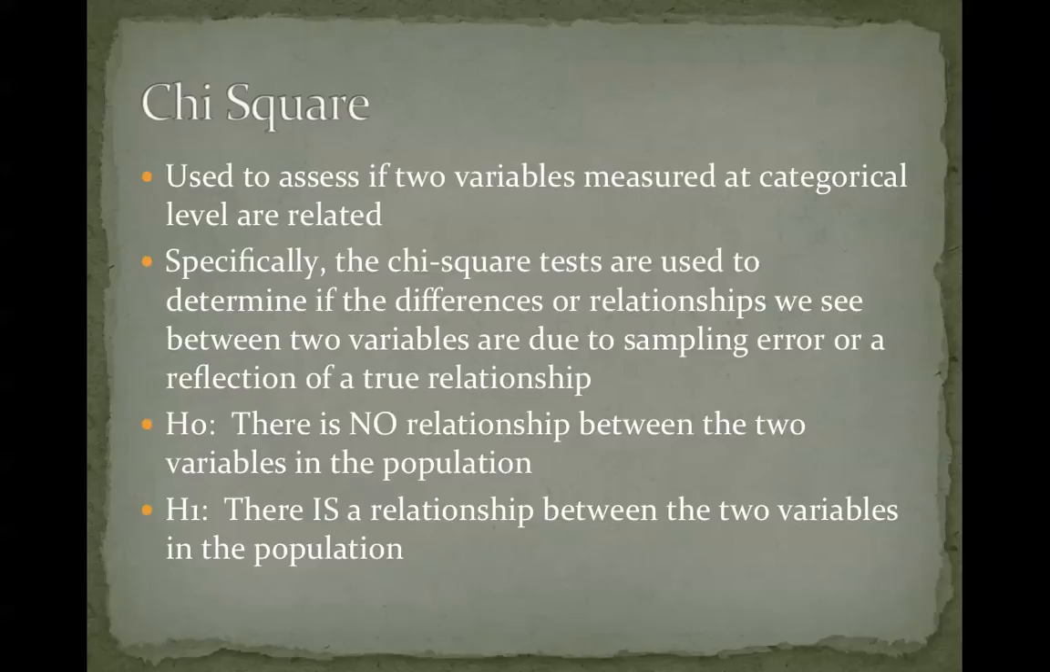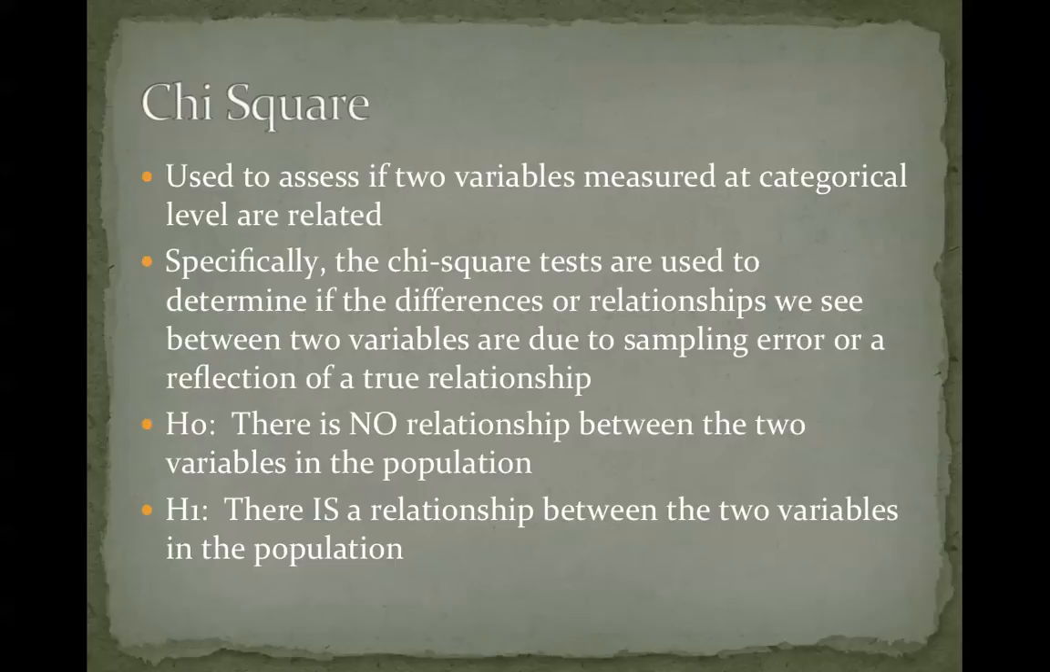So a chi-square essentially is used to assess whether two variables measured at a categorical level are related. So we looked at a contingency table earlier, looking at survival and age group. Anything that can be put in a contingency table by categories is a variable that can likely be analyzed using a chi-square.